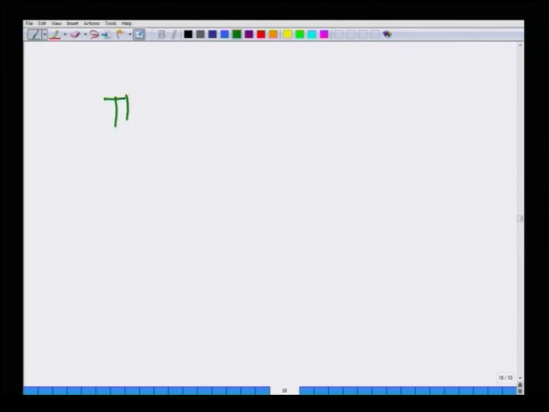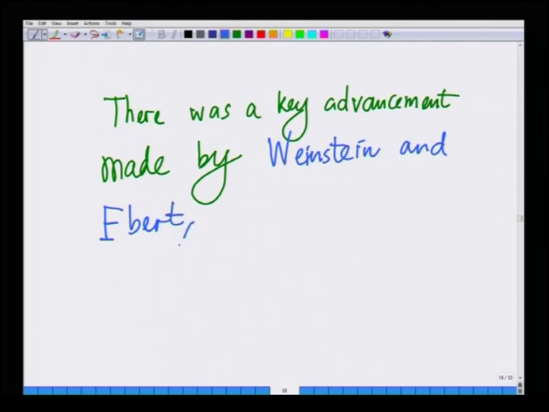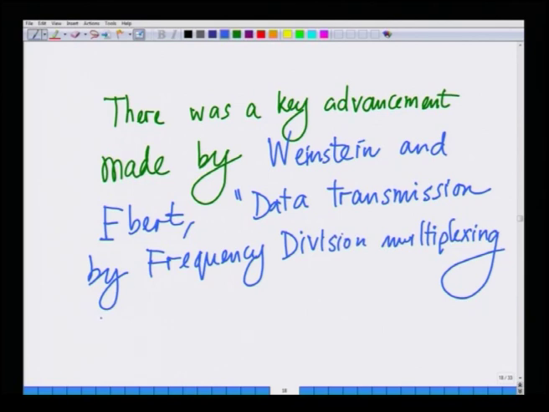So there was a key advancement made by Weinstein and Ebert in 1971. This was by two people, Weinstein and Ebert, which was proposed in their landmark paper, data transmission by frequency division multiplexing using the discrete Fourier transform.